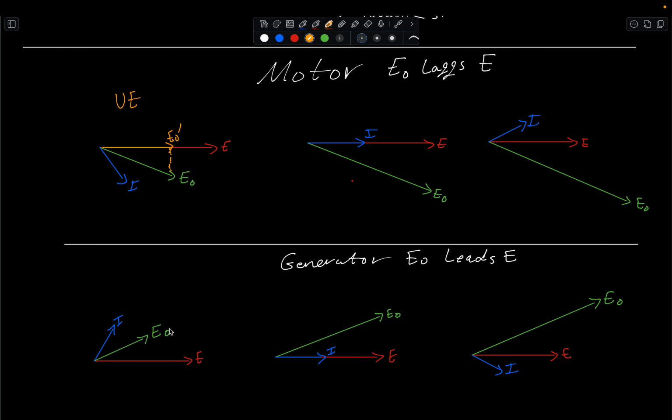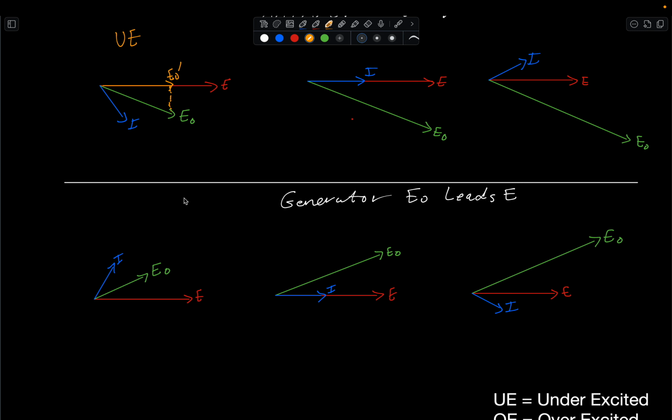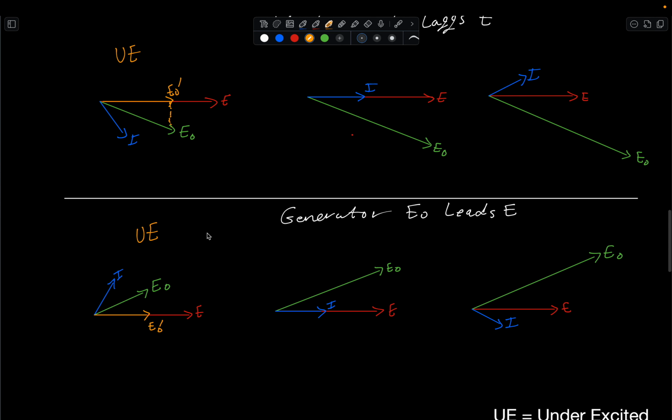Okay? If you take a look at the generator side, regardless of EO leading or lagging, for an underexcited generator, same concept here. If you draw the real magnitude, or the real value, and compare it to the terminal voltage, you can see that EO is less than E. This is considered underexcited.